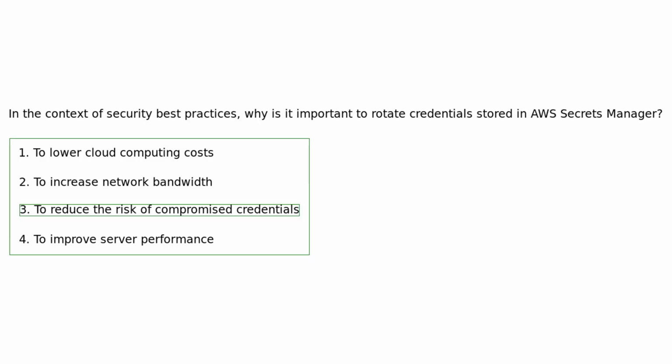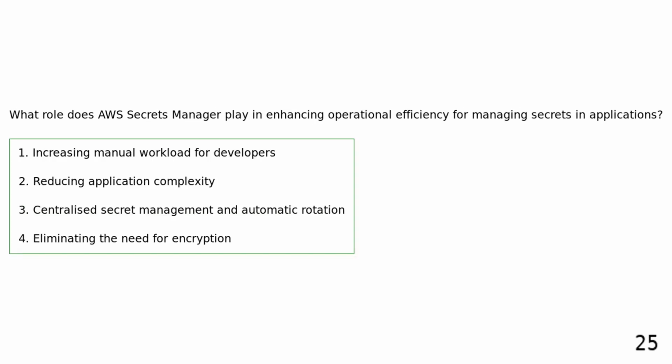Rotating credentials stored in AWS Secrets Manager is essential for security best practices to reduce the risk of compromised credentials, ensuring that sensitive information remains up to date and secure to prevent potential security breaches. What role does AWS Secrets Manager play in enhancing operational efficiency for managing secrets in applications?